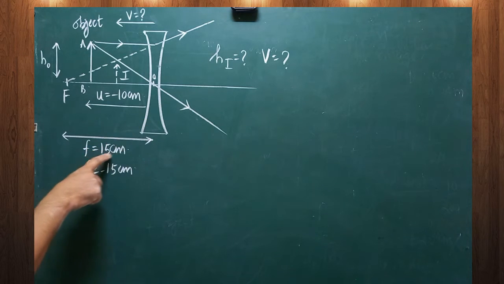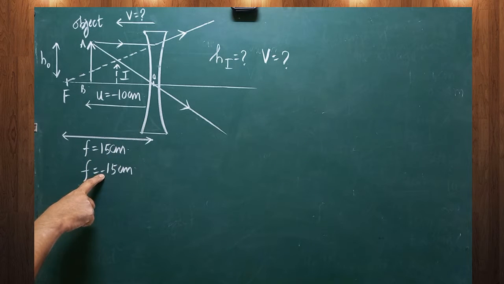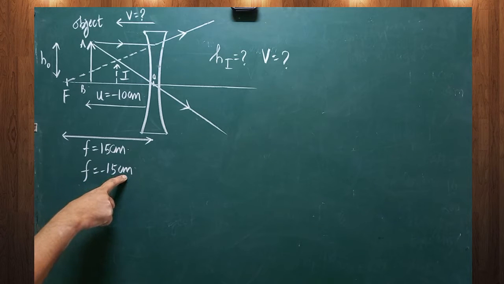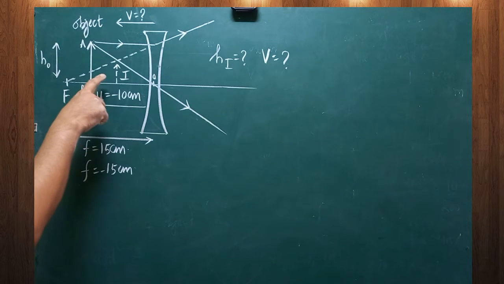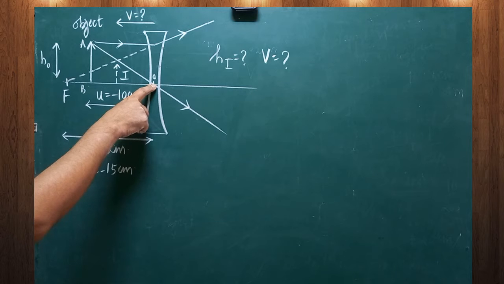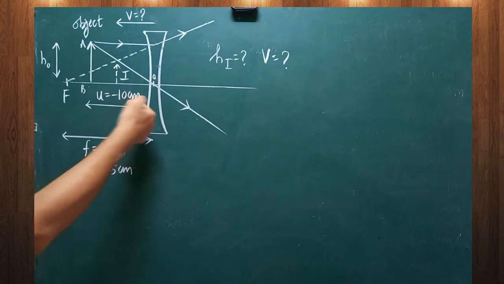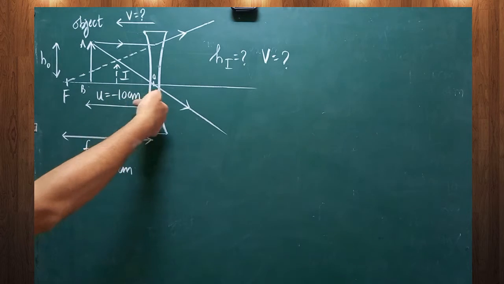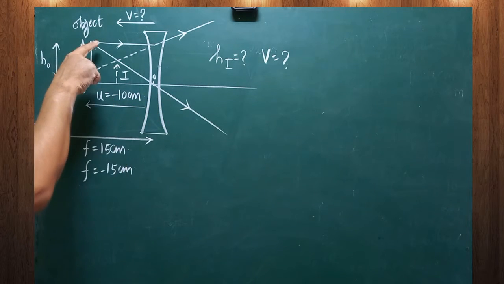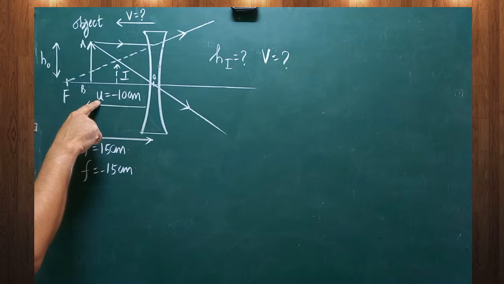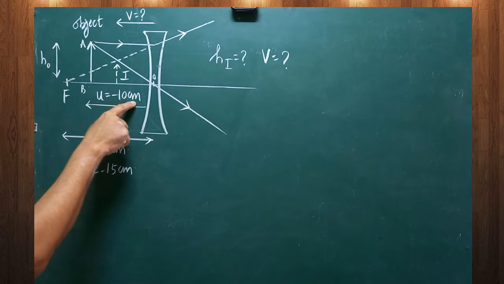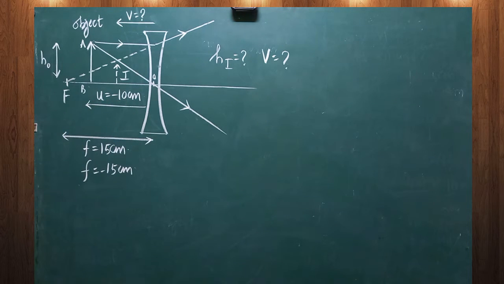Usually the focal length of the concave lens must be taken in terms of negative. Therefore, f is equal to minus 15 must be written. Are you clear? Here, the object is kept at a distance of 10 centimeter from the optic center. All distances are measured from the center of the lens. If you measure the distance in this direction, that is against the direction of the ray, therefore u must be taken as minus 10 centimeter as per the sign convention.